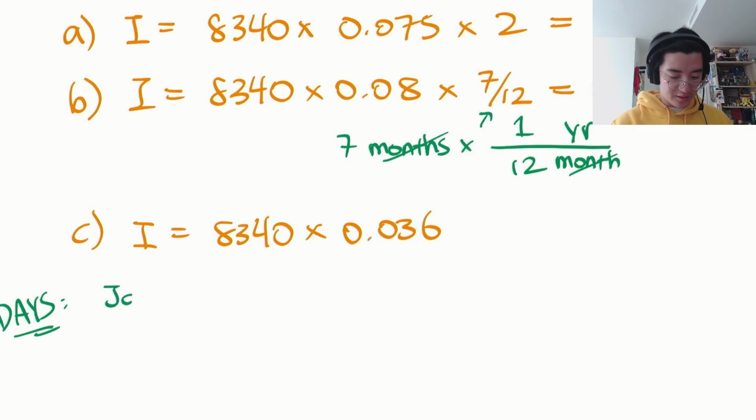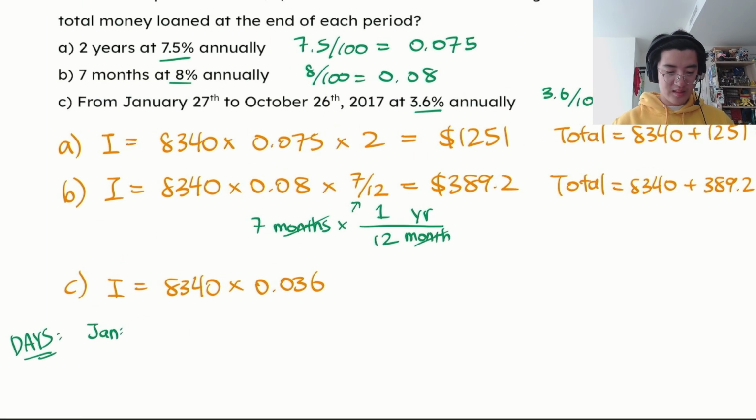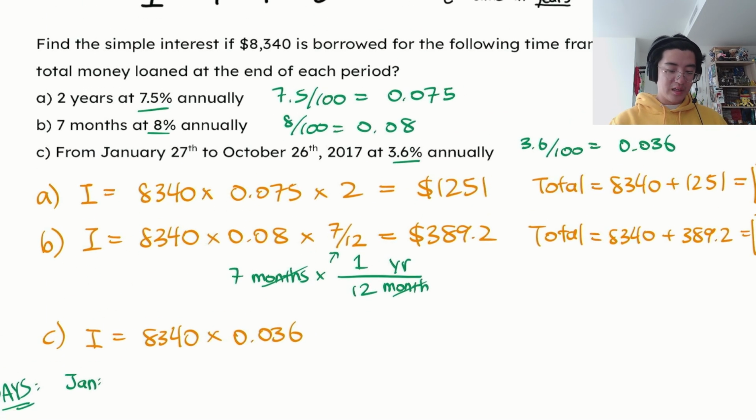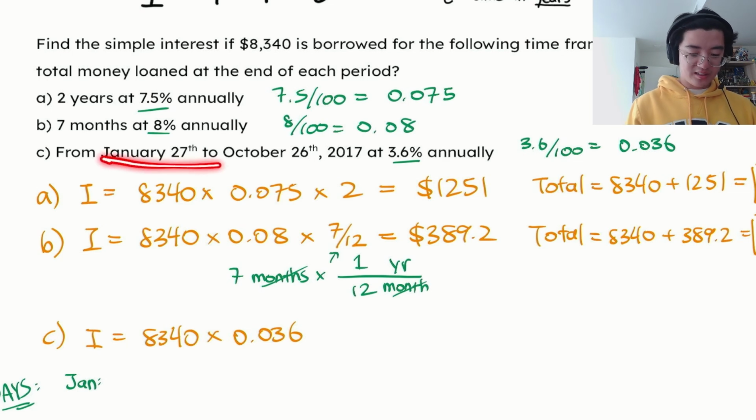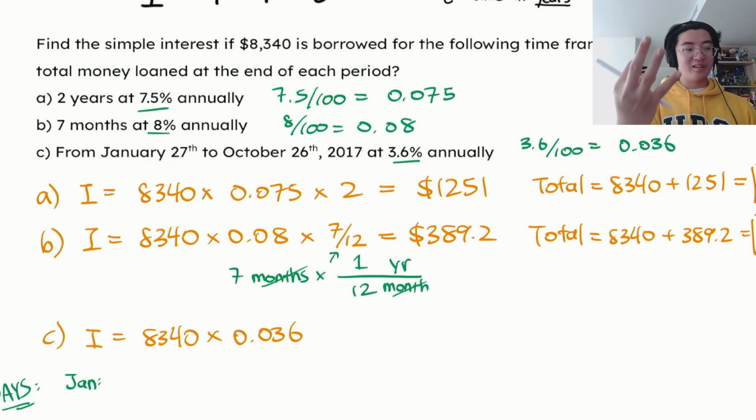In January, from Jan 27 to October 26, it's a number of days, and we have 365 days in a year. So we just have to divide the total number of days by 365, and that's our time in years. From January, we start on the 27th, so 27, 28, 29, 30, 31. 5 days.